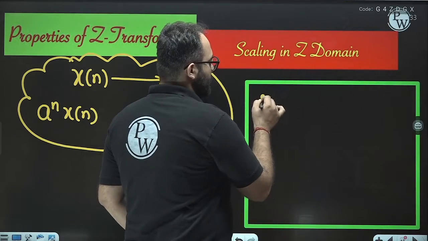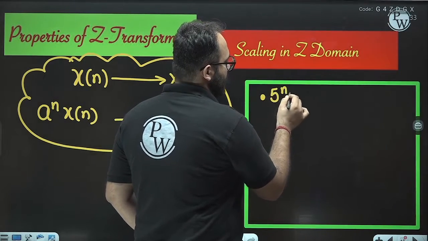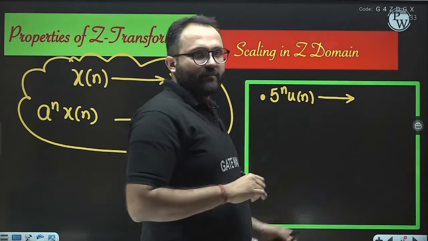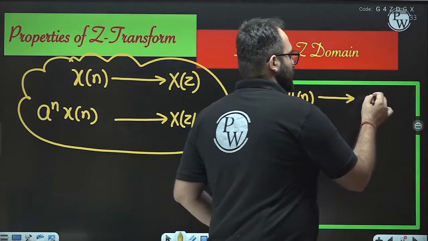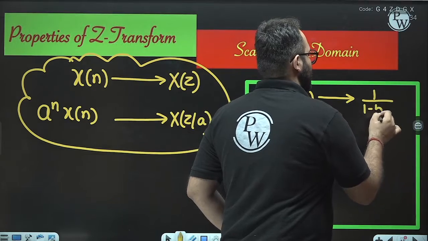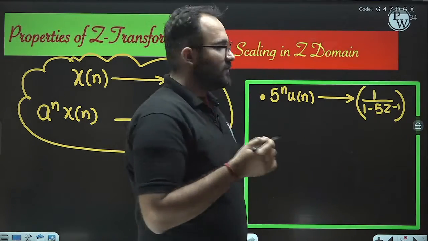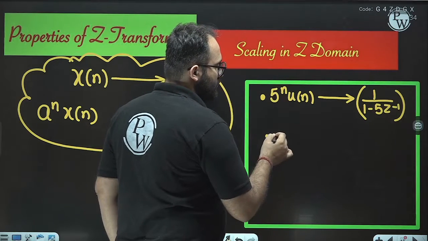So suppose we have 5^n u[n]. The z transform here is 1 upon 1 minus 5 z inverse. Okay. Now suppose if we multiply here by 2^n.